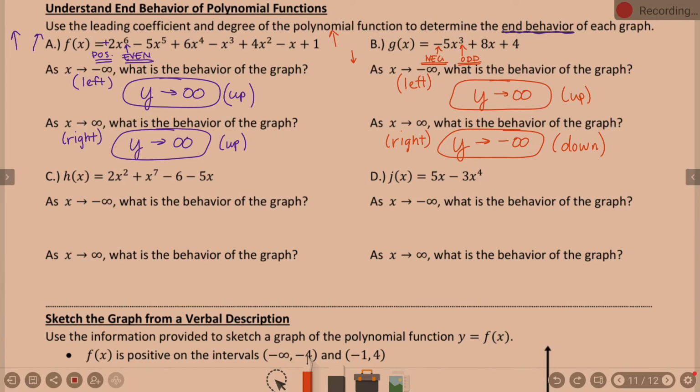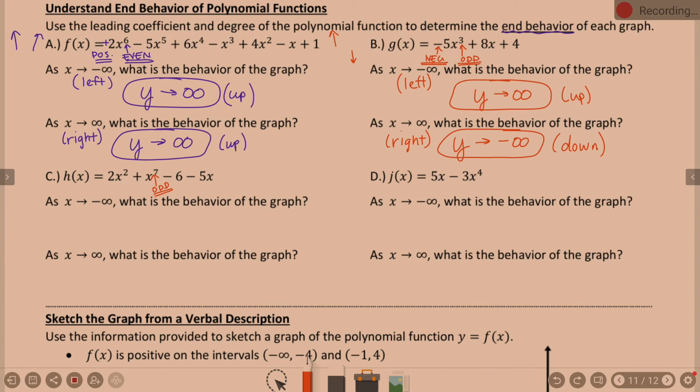Okay. Let's look at C. H of x is 2x squared plus x to the 7th minus 6 minus 5x. What important information can you identify here? X to the 7th. Why is he talking about x to the 7th? Because that's the highest one. Does 2x squared matter in this term? No, you have to look for the highest power. My highest power is 7, and 7 is odd.